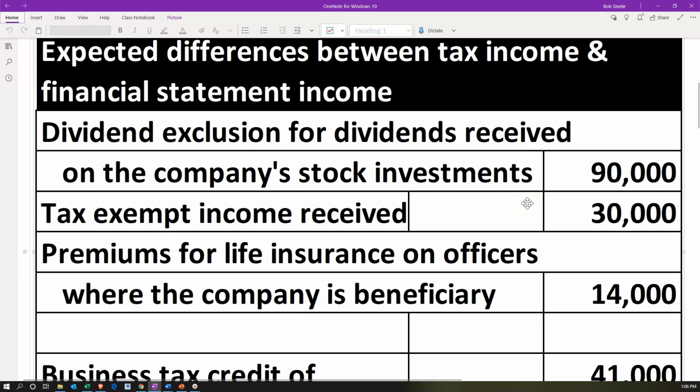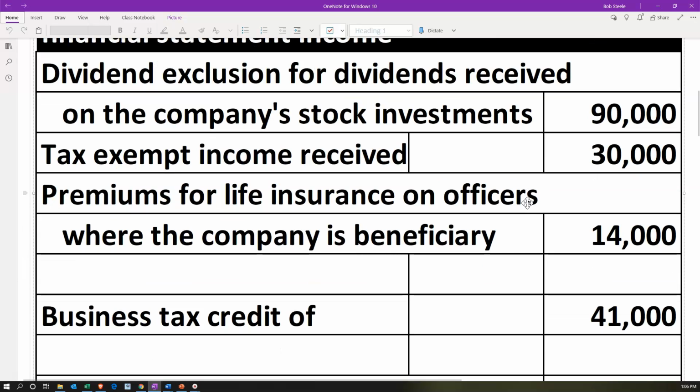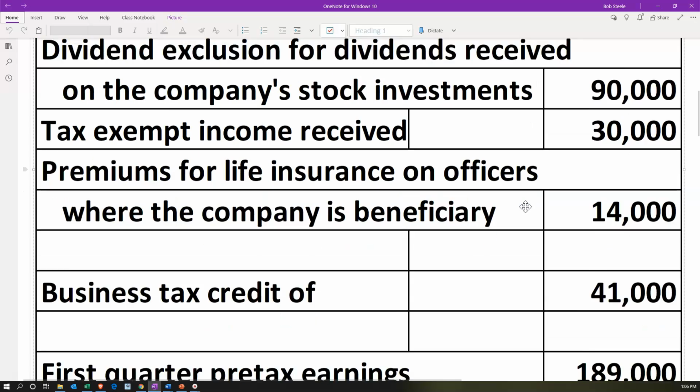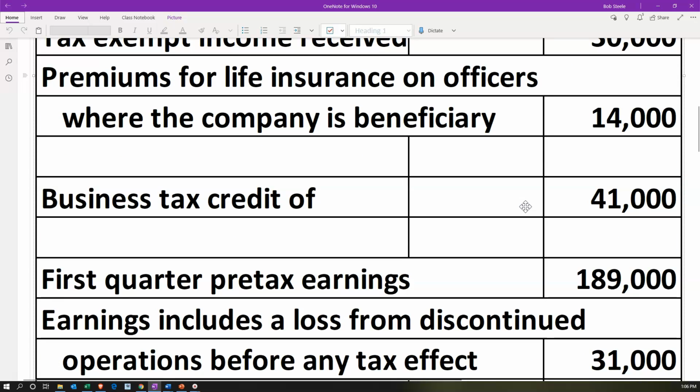We're going to have to adjust for tax exempt income received, $30,000. Premiums from life insurance on officers, where the company is the beneficiary, $14,000 that we'll have to adjust for. Then we have the business tax credit of $41,000.